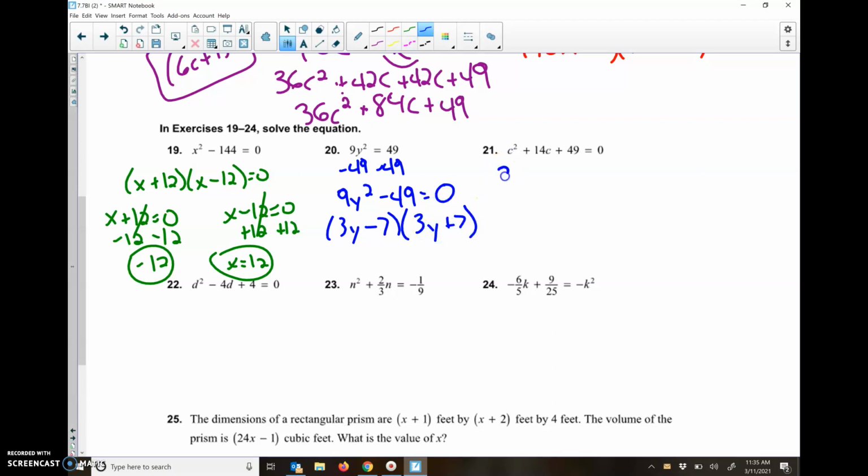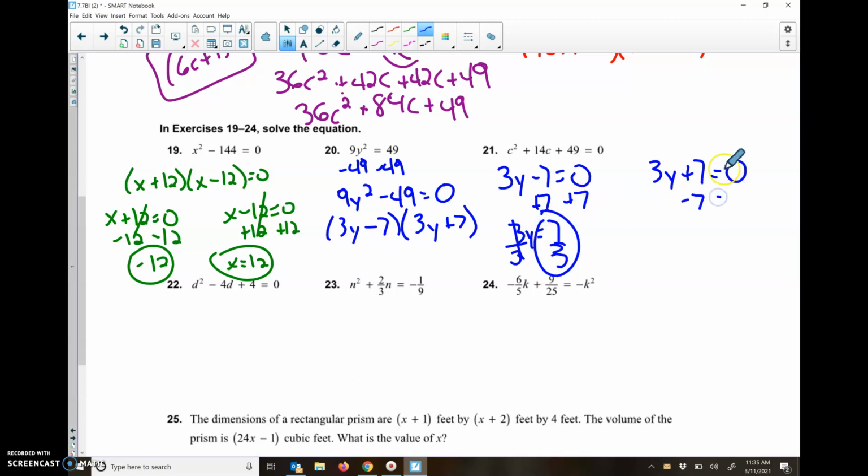Same thing, set both of them equal to 0. So 3y minus 7 equals 0. And 3y plus 7 equals 0. And your only difference in these two steps is here you're adding 7 first, then dividing by 3, so you get 7/3 as one answer. And over here, since it already is a plus 7, you need a minus 7 first. So divide both sides by 3, and now you have negative 7/3 as your answer there.